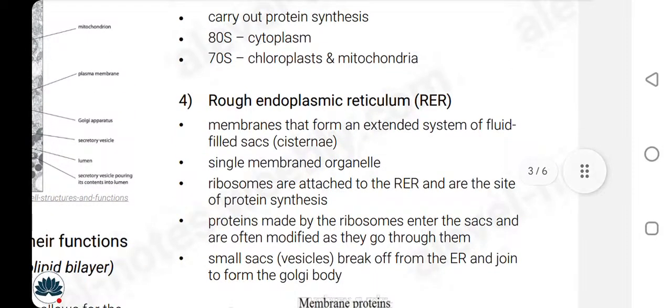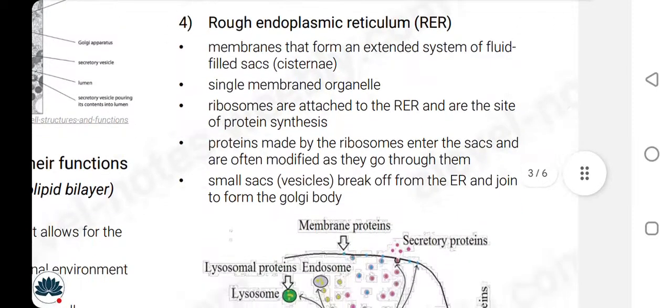Rough endoplasmic reticulum. So, what is rough endoplasmic reticulum? Membranes that form an extended system of fluid-filled sacs, or cisternae. It is a single membrane organelle. Ribosomes are attached to the rough endoplasmic reticulum and are the site of protein synthesis. Proteins made by the ribosomes enter the sacs and are often modified as they go through them. Small sacs, vesicles, break off from the endoplasmic reticulum and join to form the Golgi body.